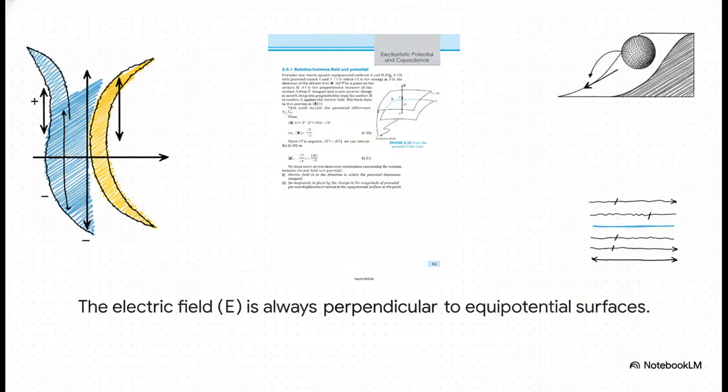Now this is probably the most important rule of them all. Look closely at how those electric field lines, the E arrows, are crossing the surfaces. They always hit them at a perfect 90-degree angle. They're perpendicular. Why? Because the electric field always points in the direction of the steepest drop in potential, just like a ball will always roll down the steepest part of a hill. It's the path of fastest change.